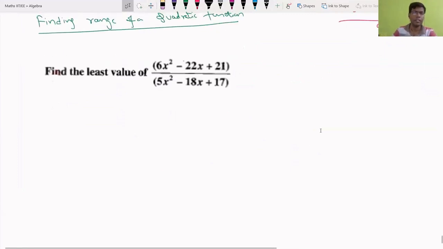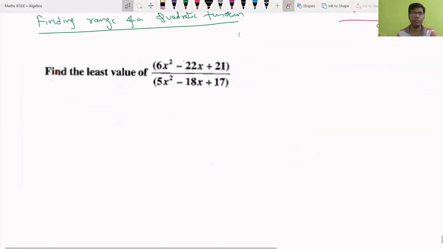So he's asking us to find the least value of this rational expression. So this is a quadratic equation on the numerator, quadratic equation on the denominator. What is the least value of this particular expression?